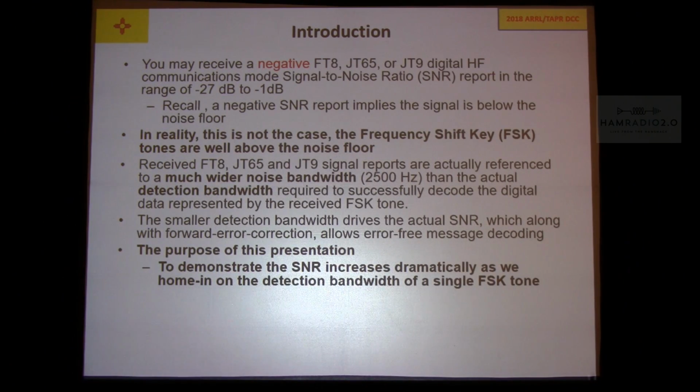So the smaller detection bandwidth drives the actual signal to noise ratio, which along with, of course, forward error correction coding, which all these three digital communication modes are very famous for, using very rugged, robust and powerful forward error correction coding. It's a combination of those two things which allows you to get an error-free message decoded. So the purpose of this presentation is to demonstrate that the signal to noise ratio increases dramatically as we home in on the detection bandwidth of a single FSK tone.